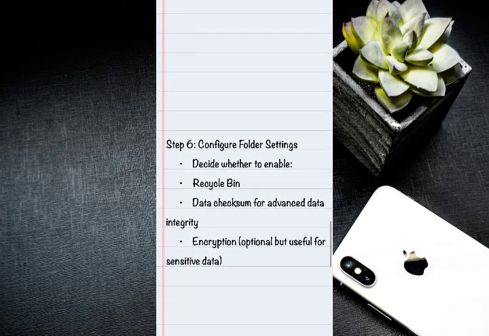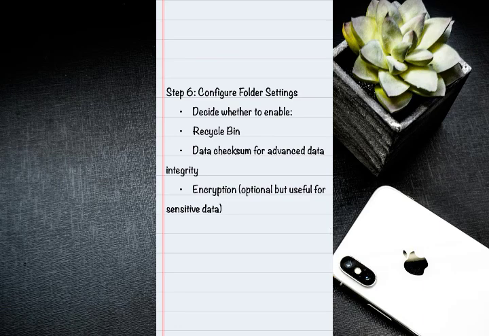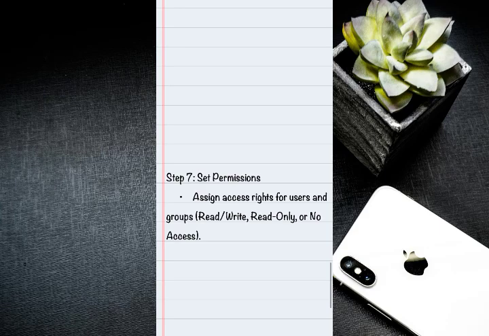Then on step 6, you have to configure the folder settings. So decide whether to enable the recycle bin, data checksum for advanced data integrity, and encryption, which is optional but useful for sensitive data. Then on step 7, you have to set permission. So assign access rights for users and groups, which is read/write, read only, or no access.